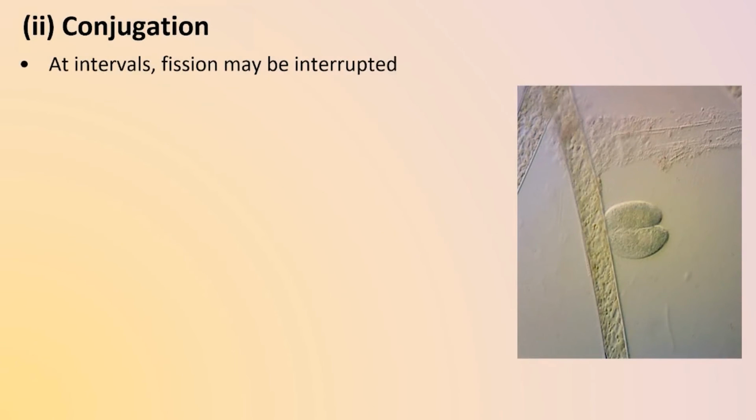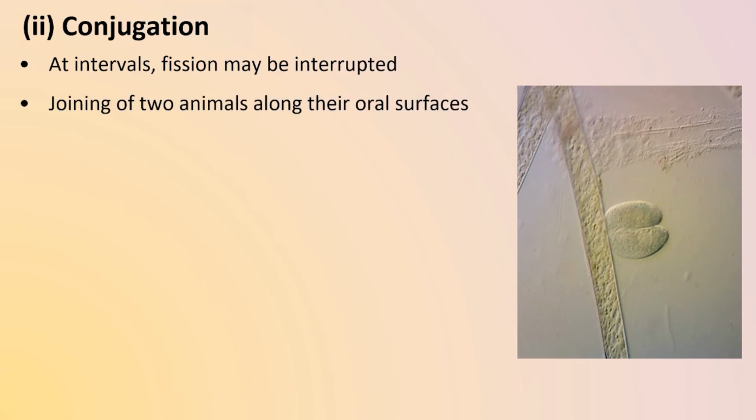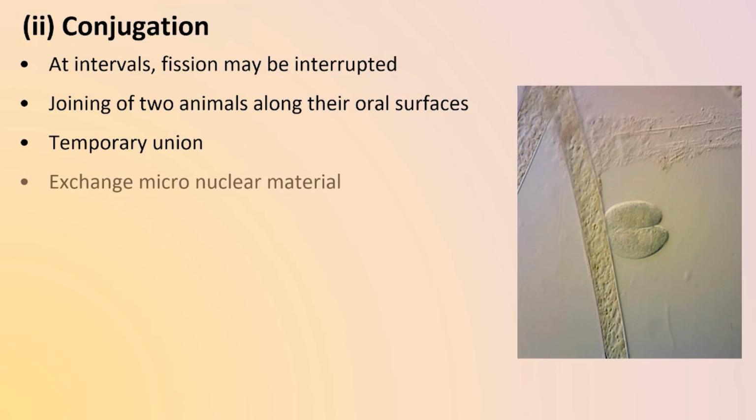Conjugation. Ordinarily, Paramecium caudatum multiplies by binary fission for long periods of time, but at intervals this may be interrupted by the joining of two animals along their oral surface for the sexual process of conjugation. Conjugation is defined as the temporary union of two individuals which mutually exchange micronuclear material. It is a unique type of sexual process in which two organisms separate soon after exchange of nuclear material.